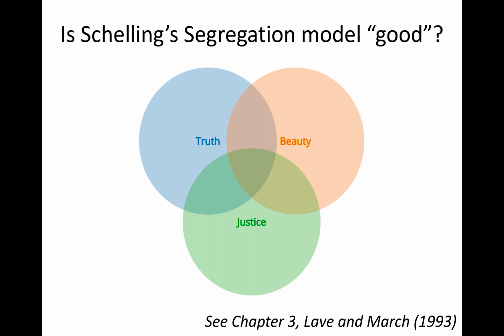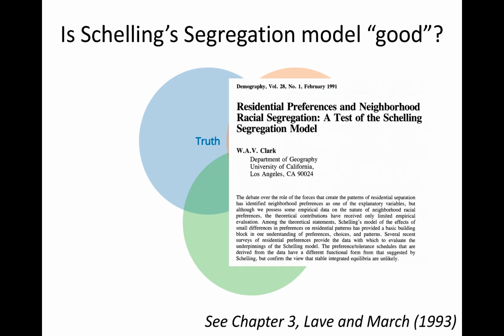So what did Levin-March mean by containing truth? Effectively, it means whether the model can be proved wrong. Can Schilling's model be proved wrong? One of the many possible ways is to examine the association between segregation and racial bias. Schilling's model will be proved wrong if more segregated areas are associated with stronger racial bias.